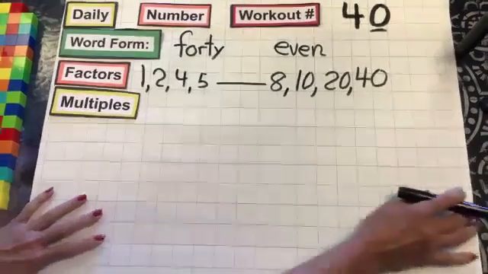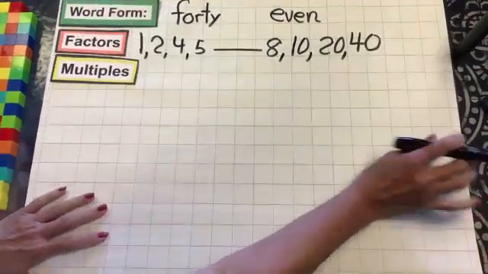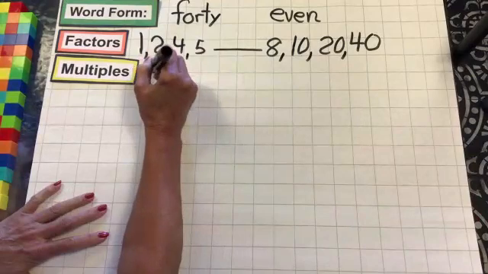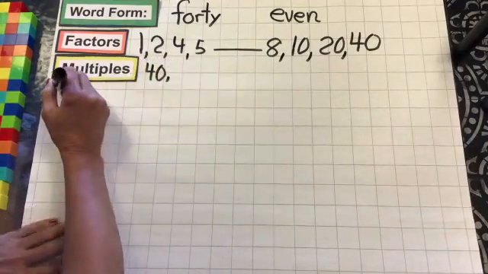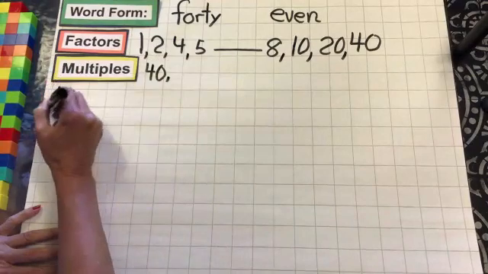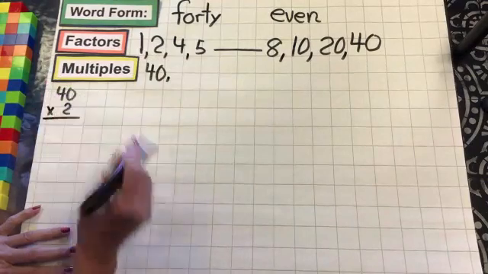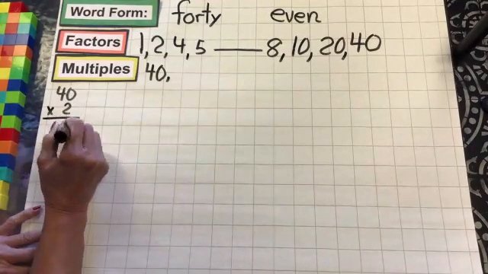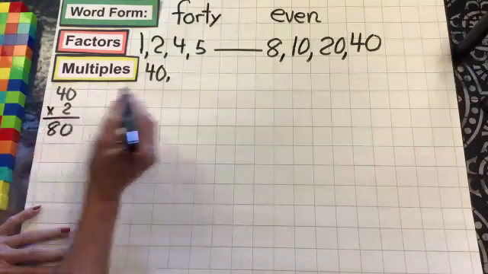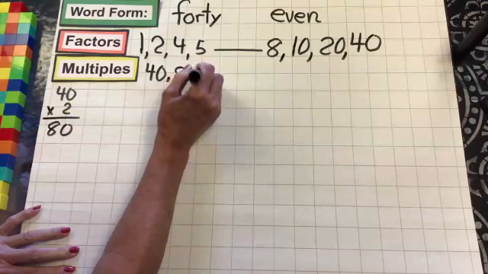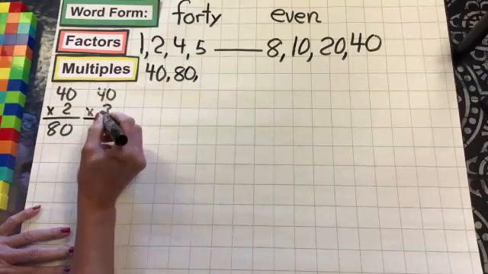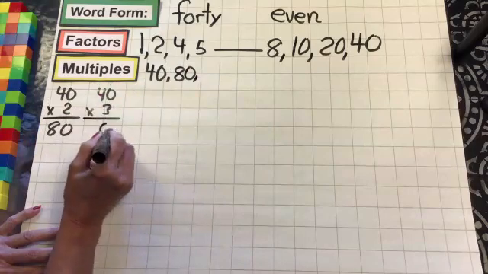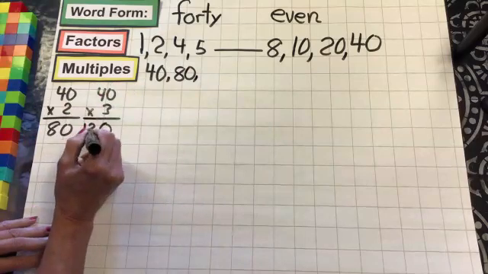All right, let's move on to multiples of 40. So we know 1 times 40 is 40. And if we're counting by 40s, let's go ahead and write them out. 40 times 2. So 2 times 0 is 0. 2 times 4 is 8. So 80. 40 times 3. 3 times 0 is 0. 3 times 4 is 12.